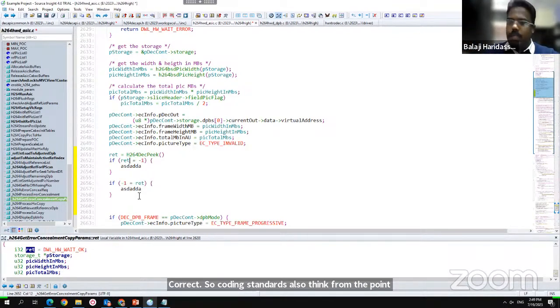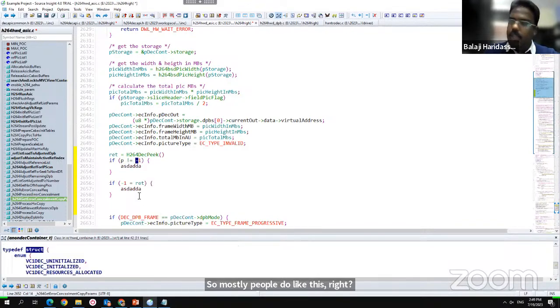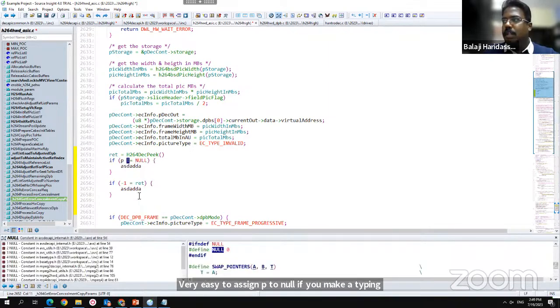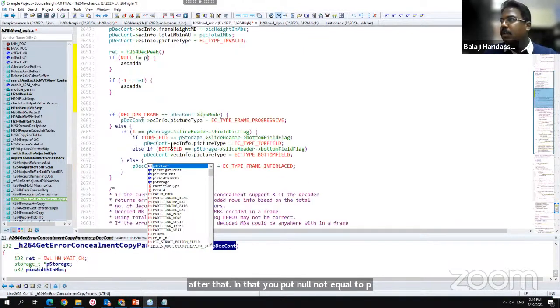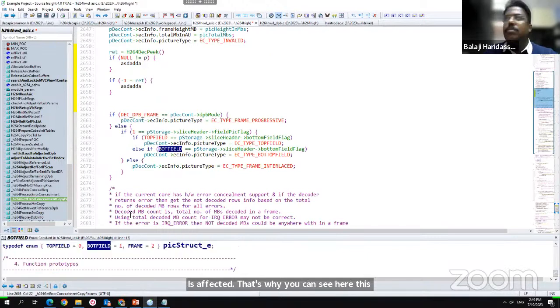So mostly people do it like this, right? P not equal to null. It is very easy to assign P to null if you make a typing error, correct? It will just assign null and everything will fail after that. Instead, if you put null not equal to P, it is effective. That's why you can see here, in this code, all the constants are on the left. Can you see? Coding practices.